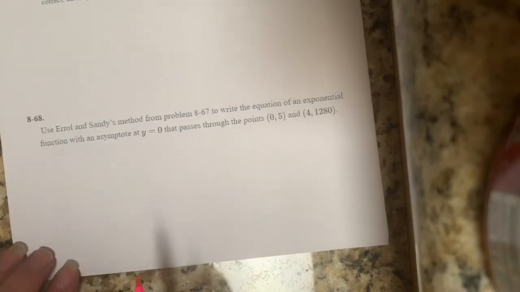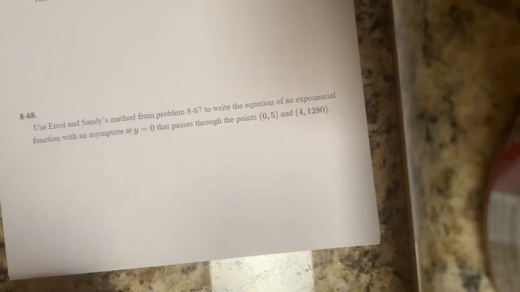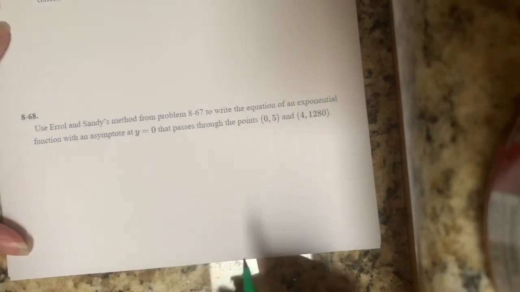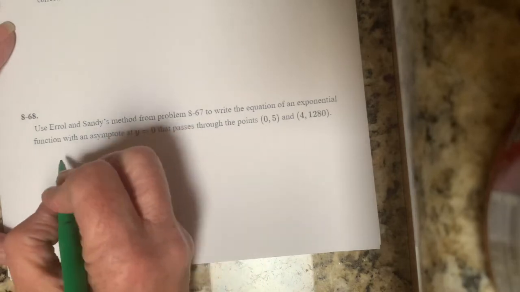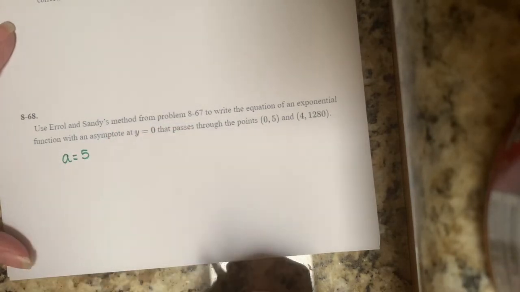So on 68, I really do suggest you guys try 68 on your own, but I'm going to go ahead and include this video here of how to do 68. So you might want to pause it, read through the problem yourself, and do it on your paper. Okay, I hope you were successful at doing that problem. We're going to use Errol and Sandy's method, basically identify what the y-intercept is. So we know that A equals 5. And then we have to figure out B.